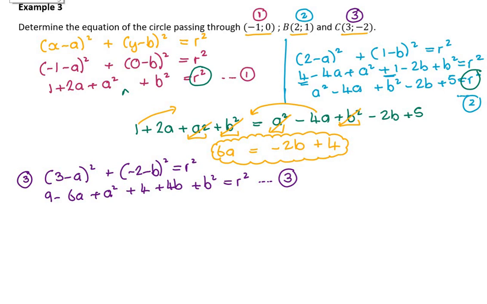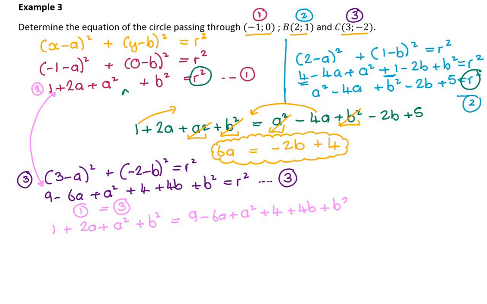Now if I look at the first 2 equations, I would say the easiest of these equations is this one over there, simply because it didn't have lots of b's, etc. So basically I'm now going to say, can I not equate these two? These are both equal to r squared, so can I not equate equation 1 and equation 3? So that means that 1 plus 2a plus a squared plus b squared is going to equal 9 minus 6a plus a squared plus 4 plus 4b plus b squared.